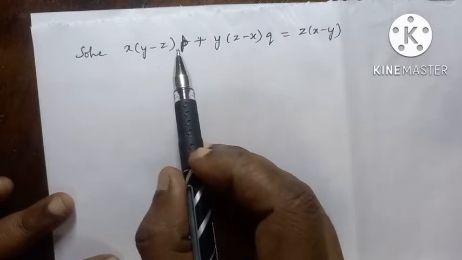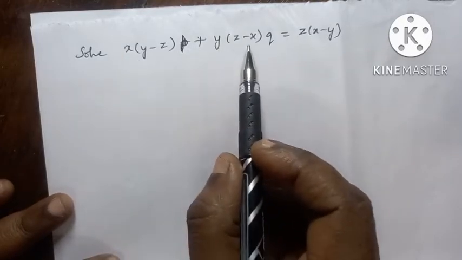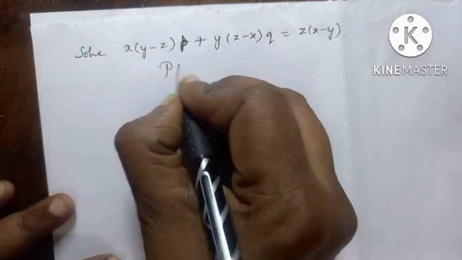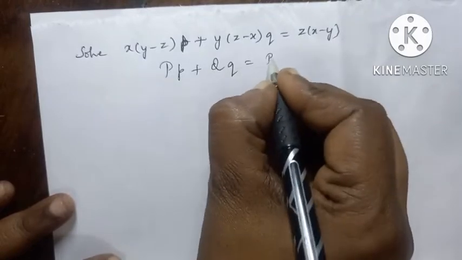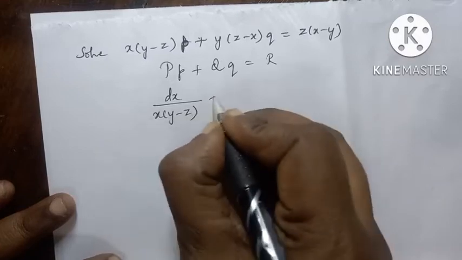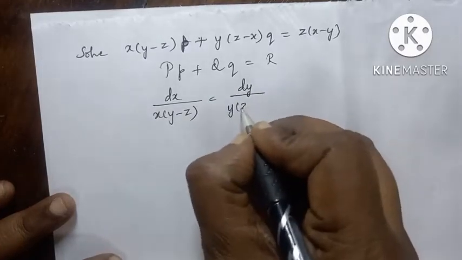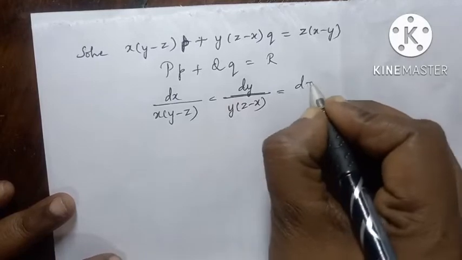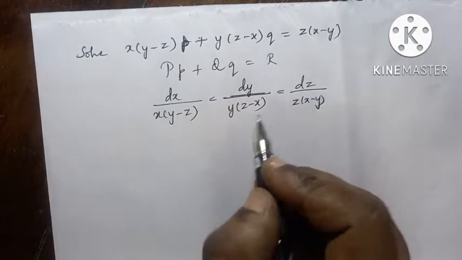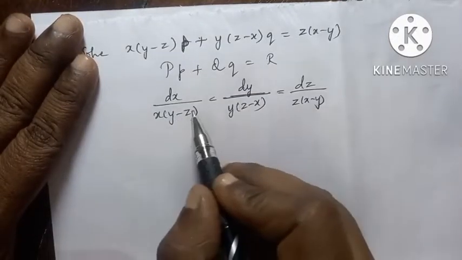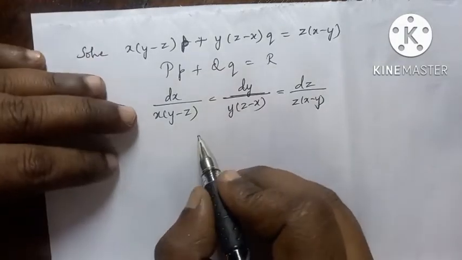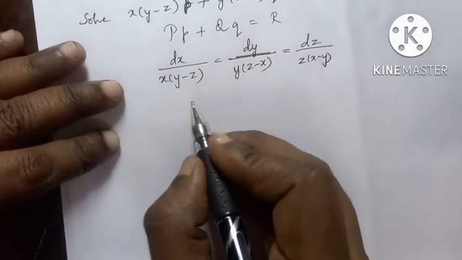Solve x into y minus z into p plus y into z minus x into q equal to z into x minus y. So this is of the form Pp plus Qq equal to R. The subsidiary equations are dx by P equal to dy by Q equal to dz by R. This is the subsidiary equations. It's very clear grouping method is not possible. If you take first and second ratio, integration is not possible. So grouping method is not possible. You have to go for the multipliers method.